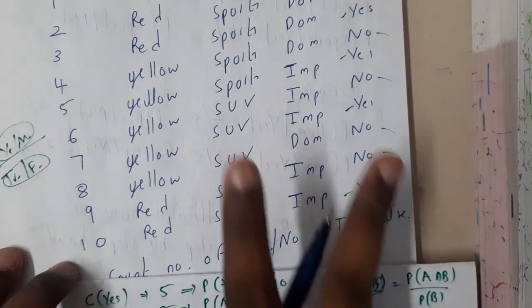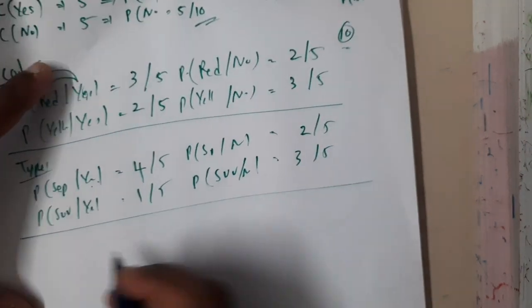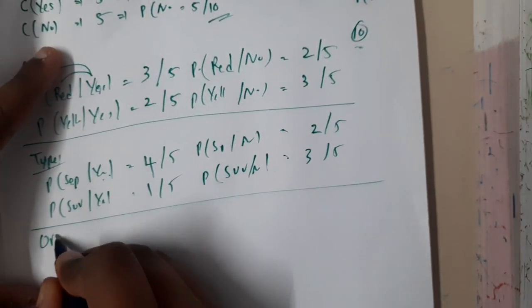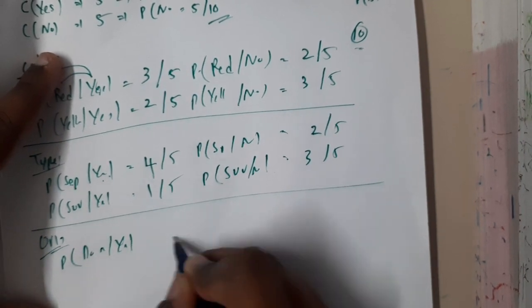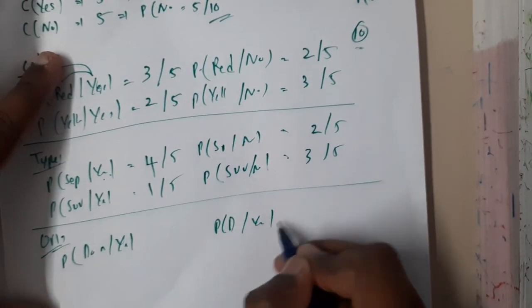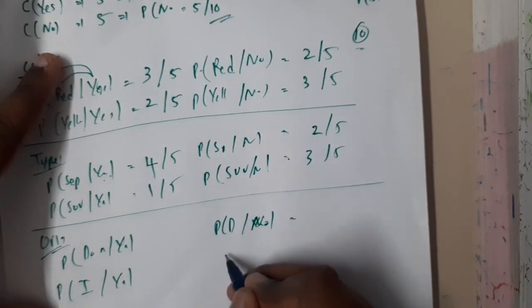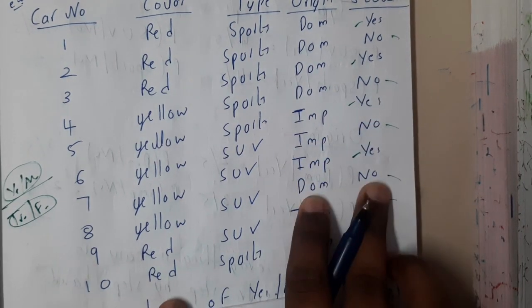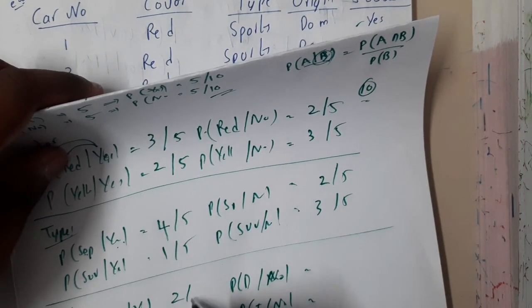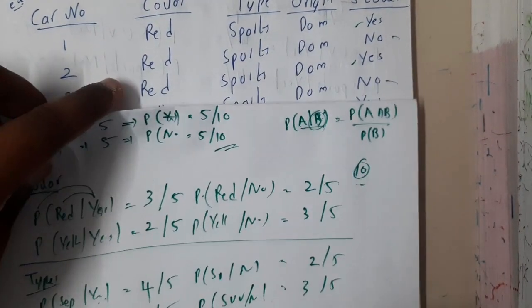In origin again we have 2 options, that is probability of domestic and imported. This is origin, where it is created or something. So: probability of domestic with yes, domestic with no, imported with yes, imported with no. Again the same logic. Domestic with yes: 1, 2, so it is 2 by 5. With no: 1, 2, 3, so it is 3 by 5.